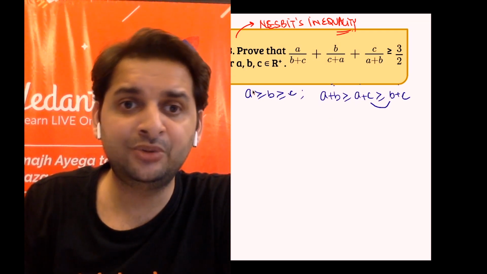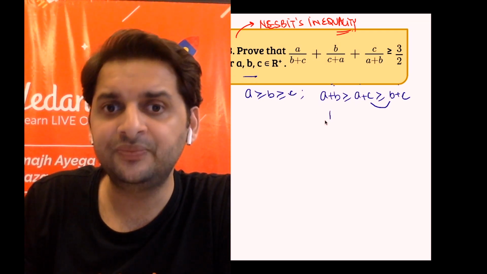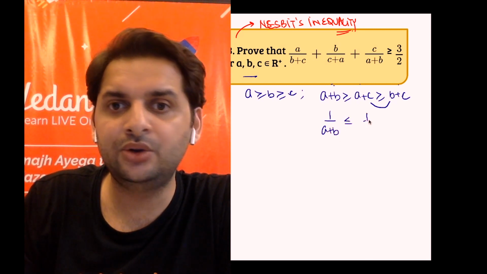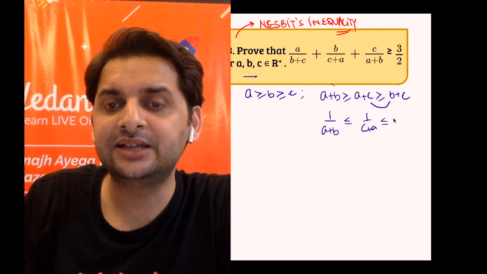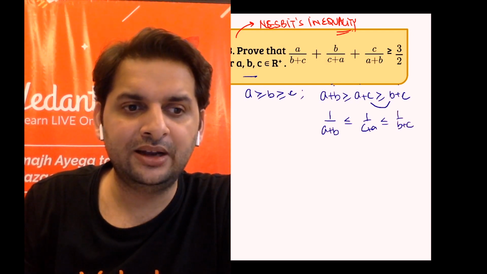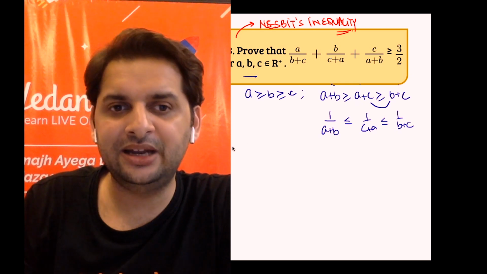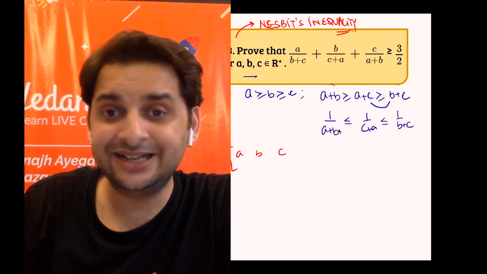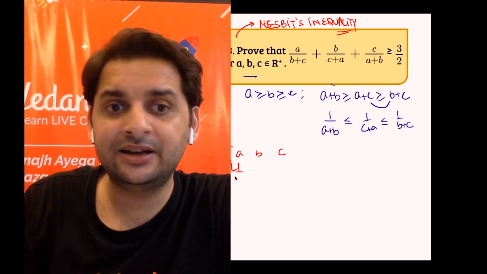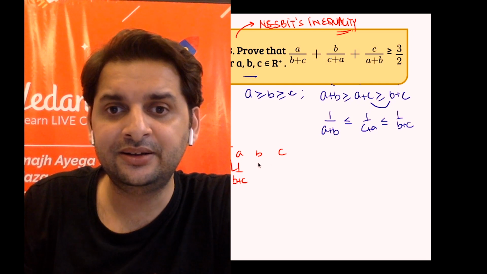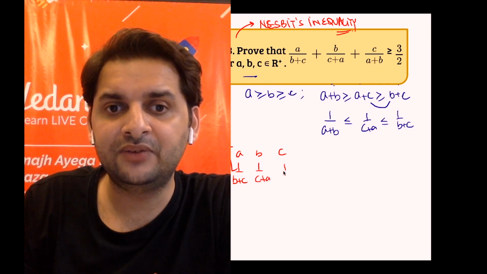Now if I take the reciprocals, because the numbers are positive in nature, can I easily say 1 upon a plus b is less than or equal to 1 upon c plus a is less than or equal to 1 upon b plus c. Now let us apply rearrangement inequality. The first row I'll take a, b, c, which is in descending order. I'll take the descending order of the reciprocals here. So 1 upon b plus c is greater than 1 upon c plus a, 1 upon a plus b.